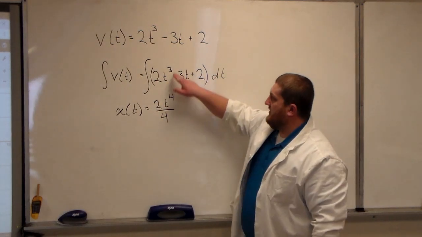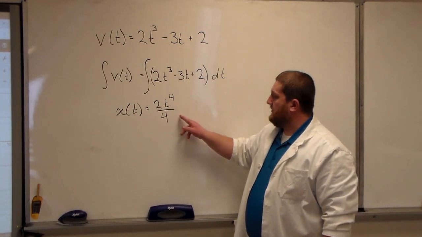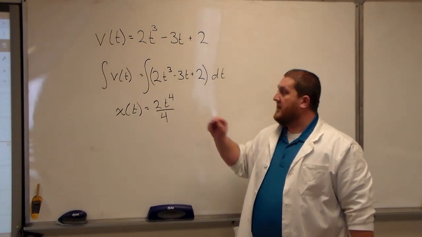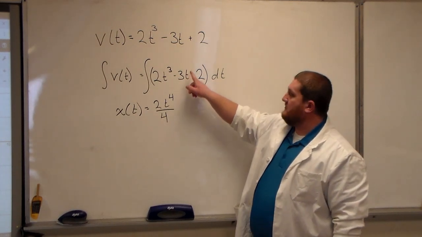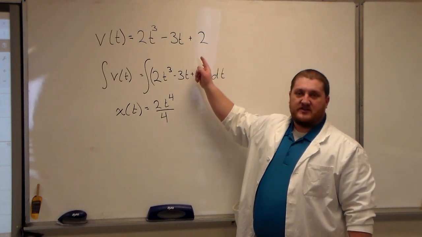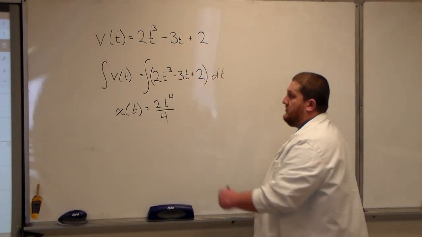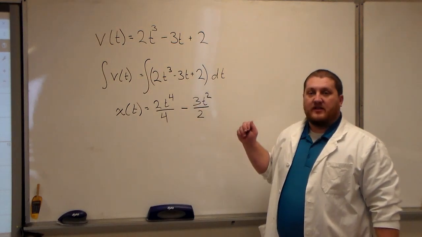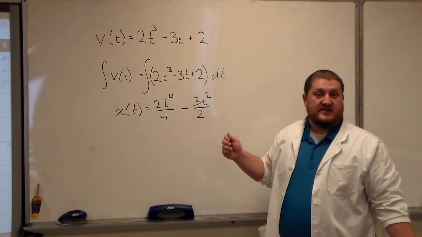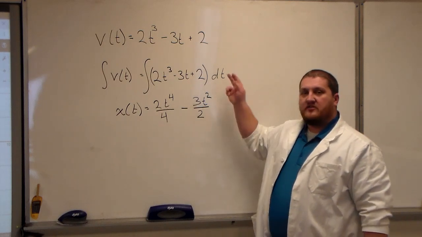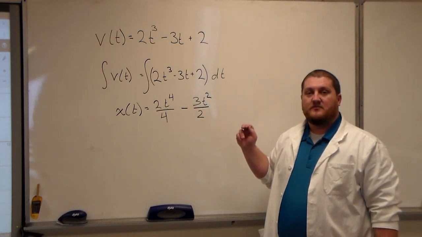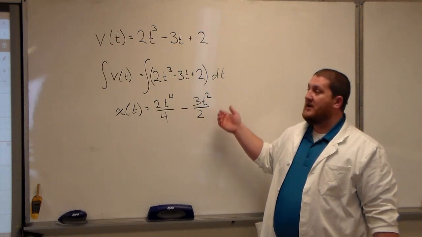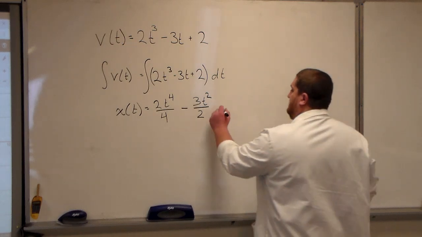In the first term, I've increased the exponent by 1 and then divided by that new exponent. Looking at the second term, my exponent is 1. I increase it to 2 and then divide that whole term by 2. In the last term, my exponent is 0, t to the 0 power. I increase that exponent by 1, so it'll be t to the first, and divide it by 1.